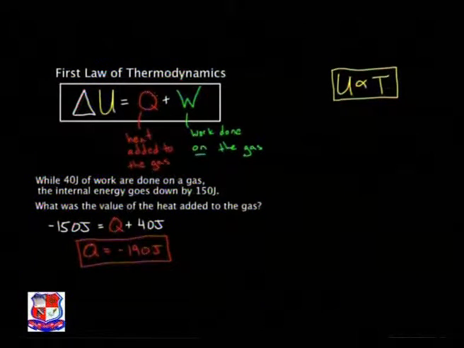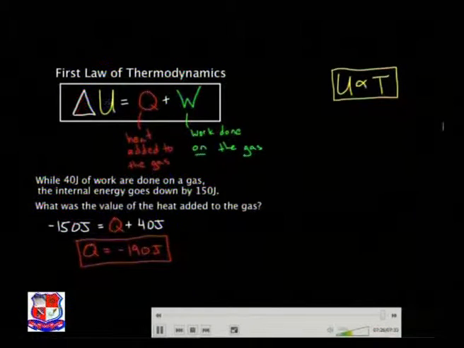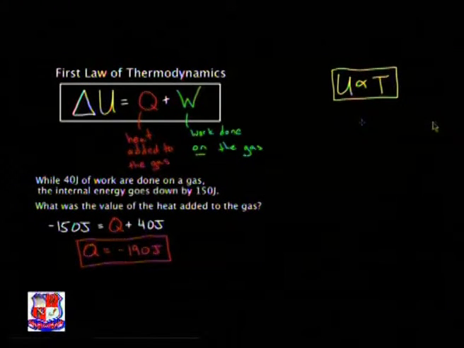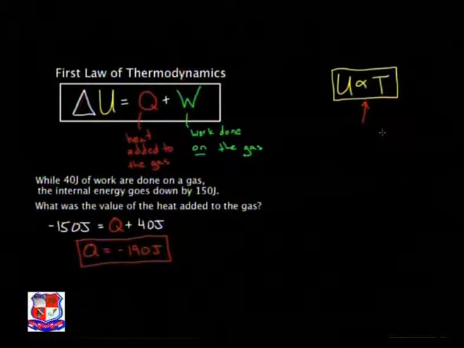You got to remember what these things are: Q is the heat, W is the work, delta U is the change in the internal energy, which, don't forget, also gives you an idea of what happens to the temperature. So I hope this presentation has shown you a clear concept about work, heat and internal energy relationship.